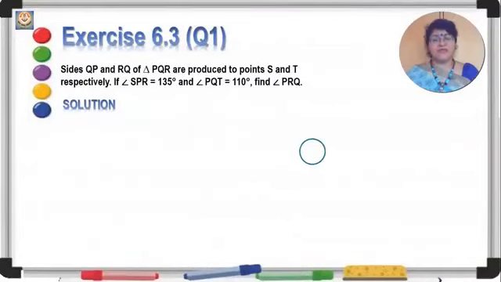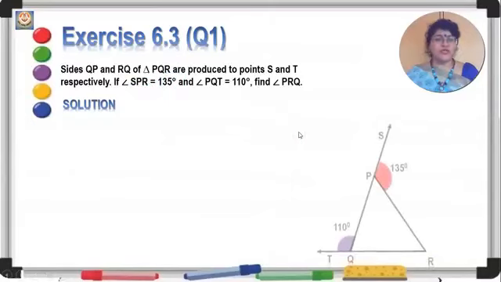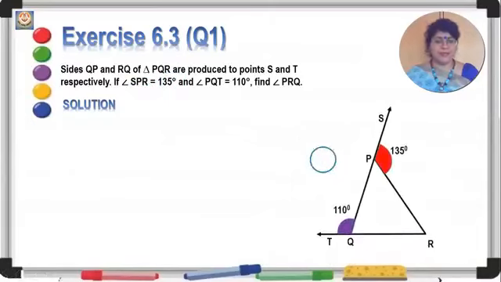So let us begin with the first question from exercise 6.3. Sides QP and RQ of triangle PQR are produced to points S and T. That means PQ, we have extended it to meet at point S. Same is the case with RQ, we have extended it to meet at point T. You have to find the value of PRQ.